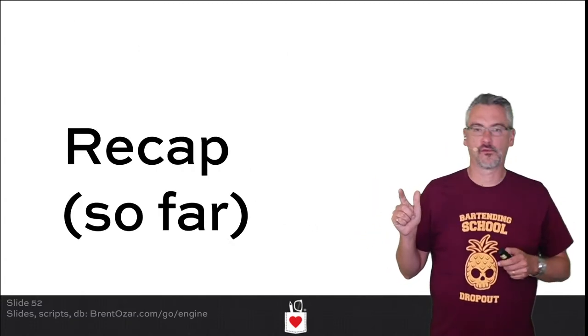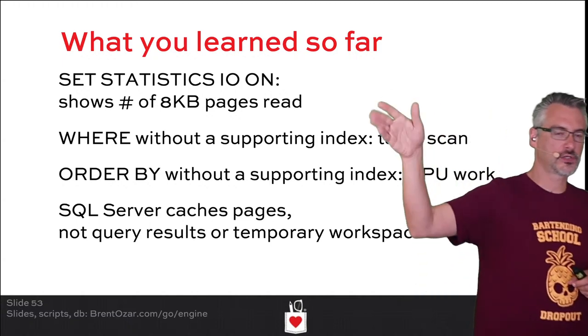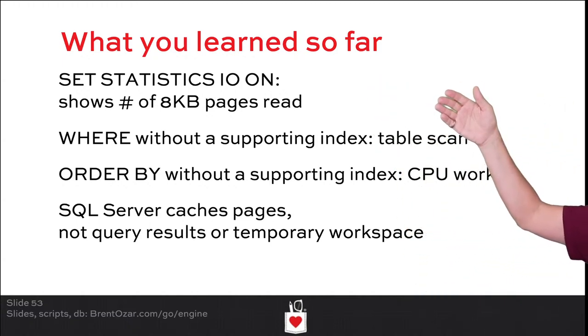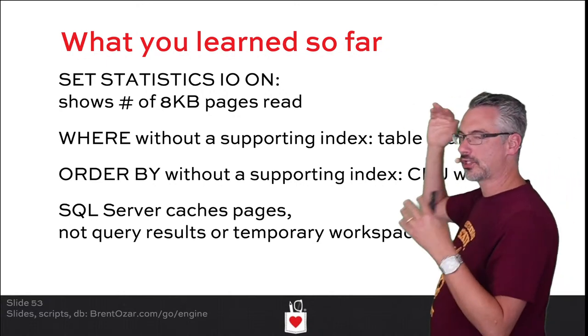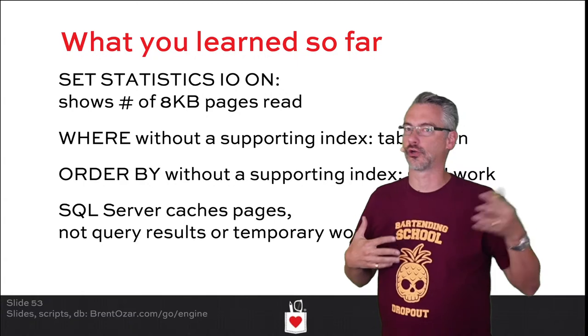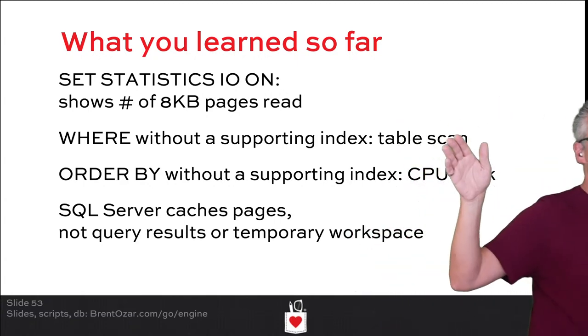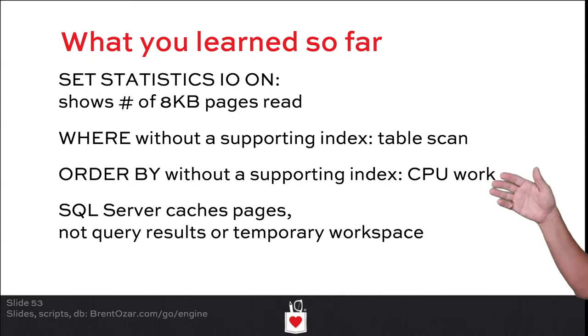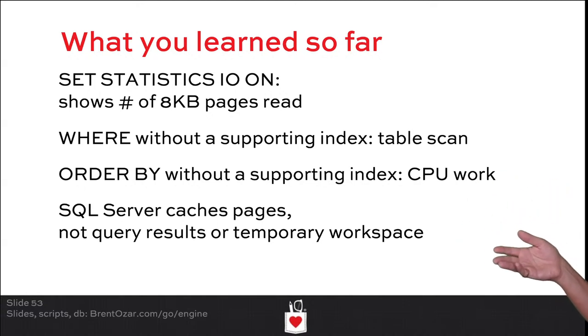So we've been going for about 40 minutes. What have we learned so far? First off, set statistics IO on shows you the number of 8K pages that were read by your query. This is the most useful way of measuring query performance before and after your tuning work. A where without a supporting index is going to mean most likely a table scan. Order by without a supporting index is going to mean a whole lot of expensive licensing CPU work. And SQL Server caches data pages, not query results or our temporary workspace.